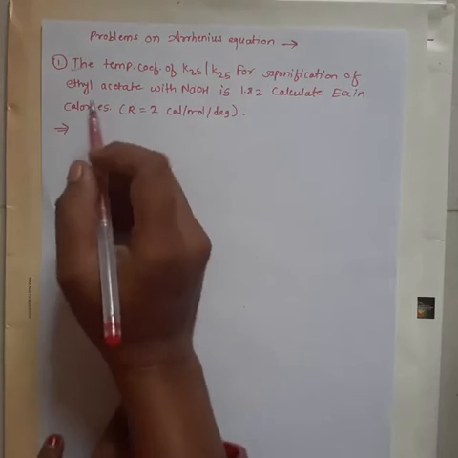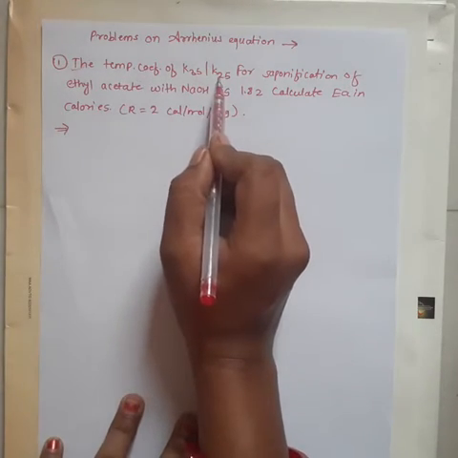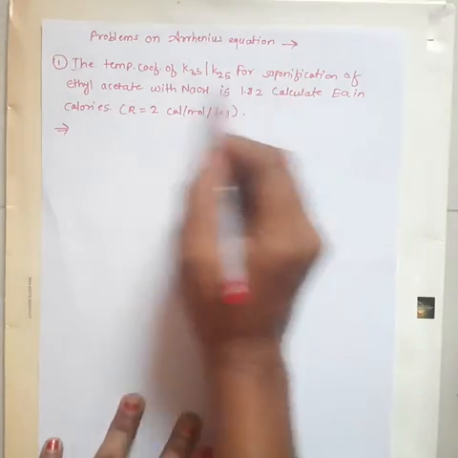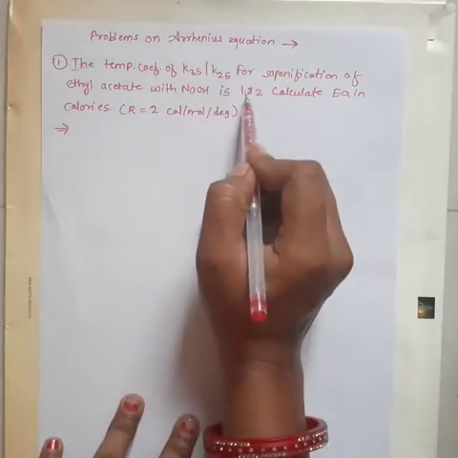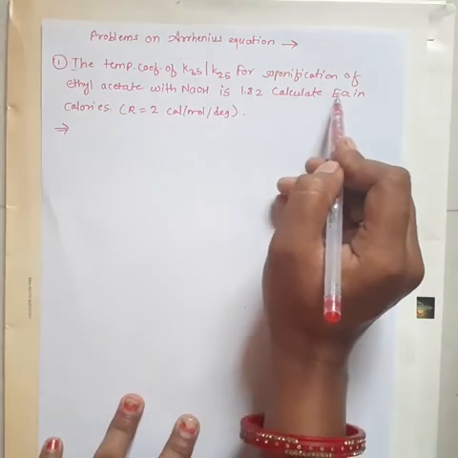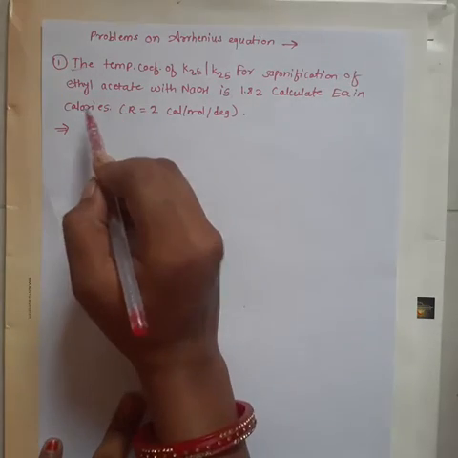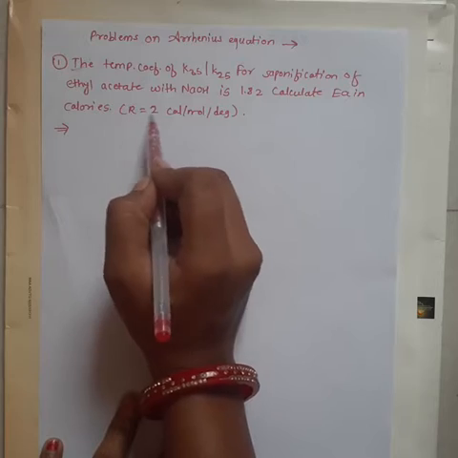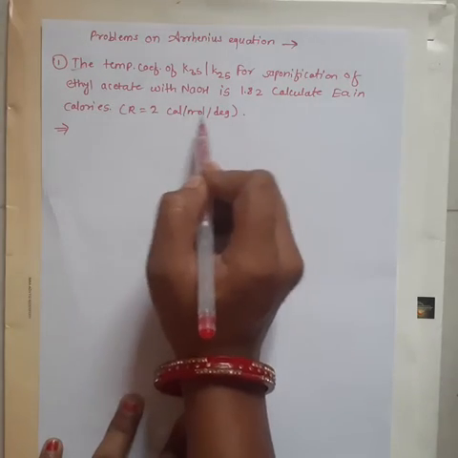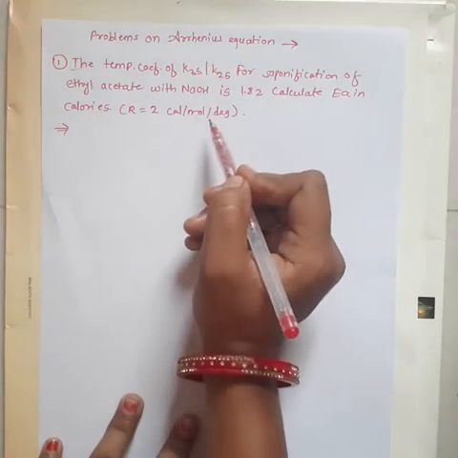In that, the first problem is: the temperature coefficient of K35 to K25 for saponification of ethyl acetate with NaOH is 1.82. Calculate the activation energy EA, that is activation energy in calories, and R is given. R, that is the gas constant. Value of gas constant is given in calories. It is given as 2 calories per mole per degree.